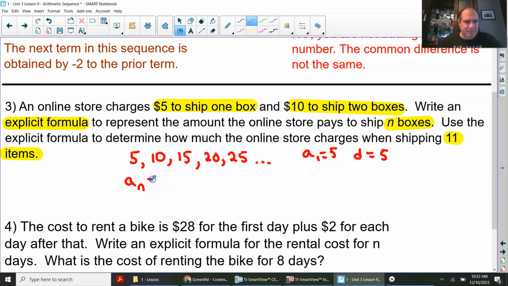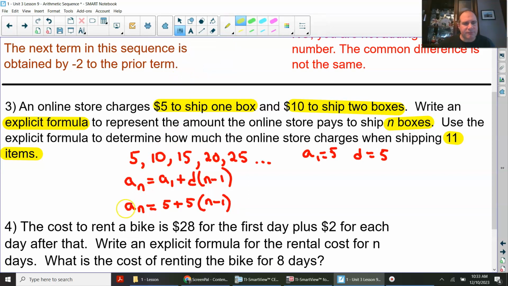So I'm just going to write a sub n. I'm just going to substitute those numbers in. A sub 1, this is the formula, plus d times n minus 1. You can look that formula up. So the explicit formula would be a sub n for any term. They want you to write the formula down with the numbers in it. A sub 1 in this case is 5, plus the common difference, which is 5, and then n minus 1 stays the same because they just want the formula for n boxes. So we don't know what we're finding here. This is the explicit formula for n boxes.